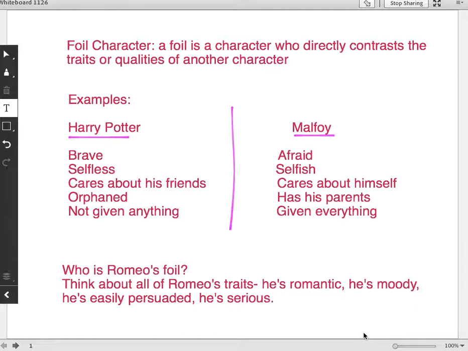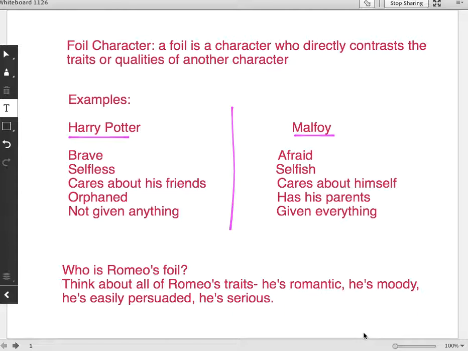So there are so many character traits that contrast to Malfoy. For example, Malfoy is not terribly brave. Whenever he's put in a situation where he has to prove his bravery, he tends to shy away from that and act more afraid. He's selfish. He acts for himself, cares about himself versus the people around him. He has his parents. He was raised in the wizarding world with all the things he could possibly have: money, knowledge, the relationships that came with that.